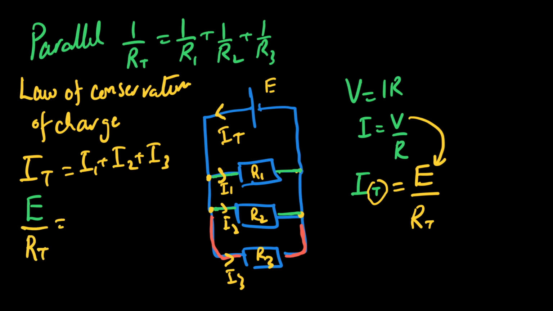Now when you come to I1, now I1 is specifically in this part of the circuit where the EMF was E, but now you're in a particular part of that circuit. So you will write E over R1.